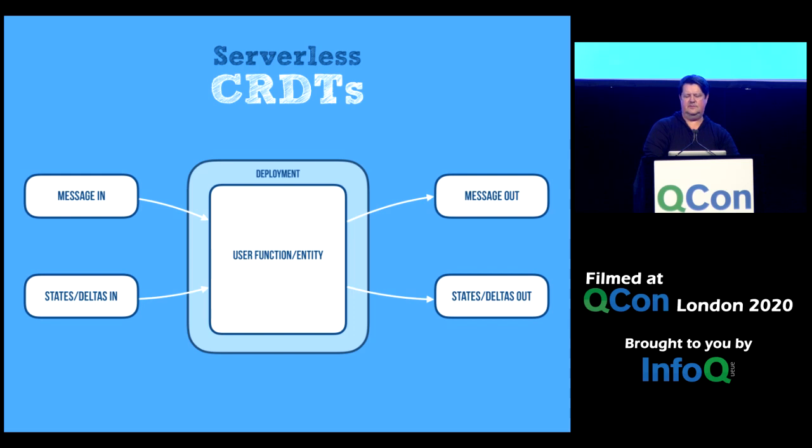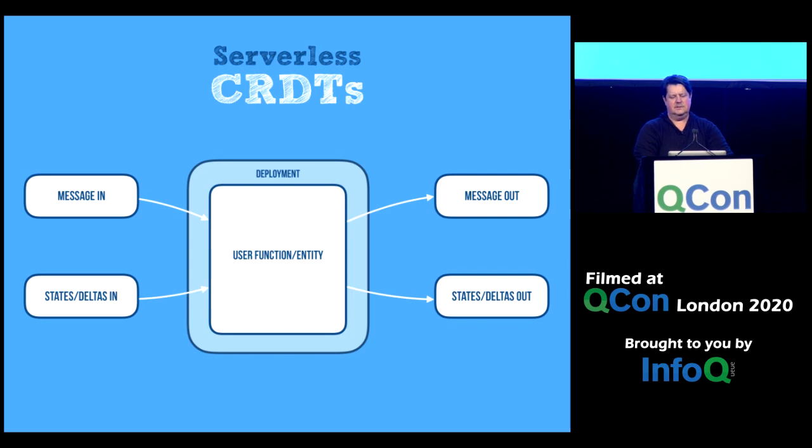So CRDTs, you have your user function entity. So these user function entities, I'll call them entities from now on. They are backed by either events. You can have an event sourced entity or a CRDT entity. Right now, a CRDT entity is fully non-durable, only in memory. That won't be for much longer. Event source entities, of course, are backed by the event log in the database.